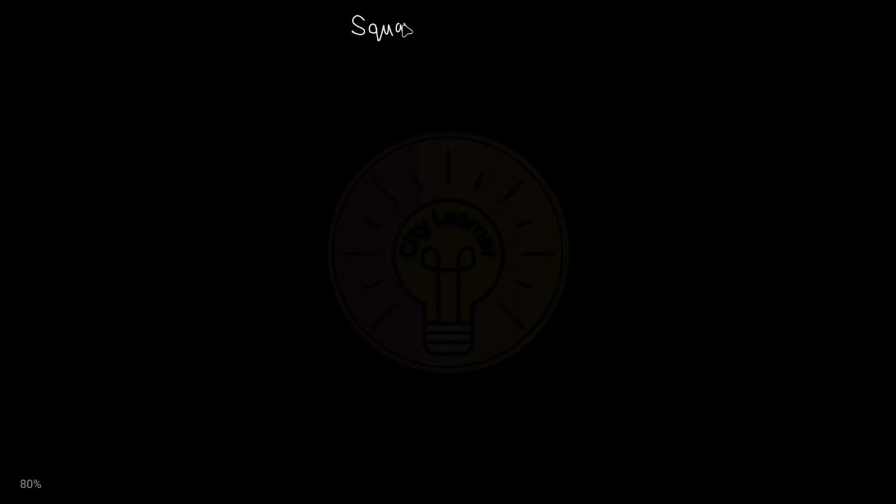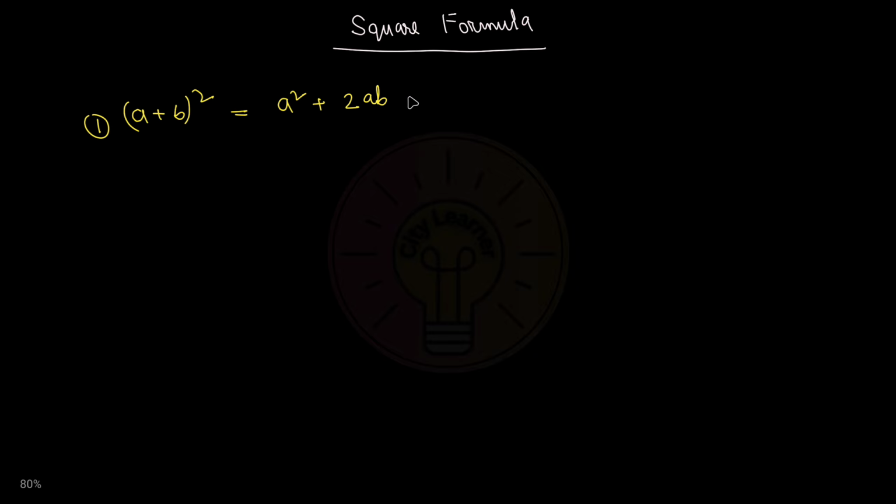Today we are going to discuss the algebraic formulas. Here first is the square formula. First one is (a + b)² = a² + 2ab + b². (a − b)² = a² − 2ab + b².